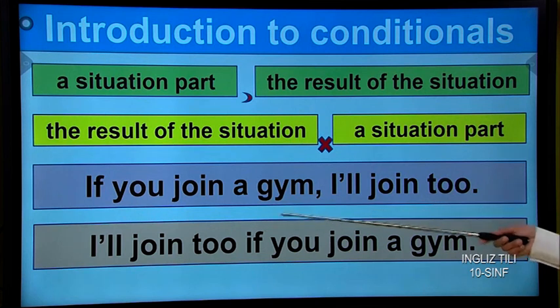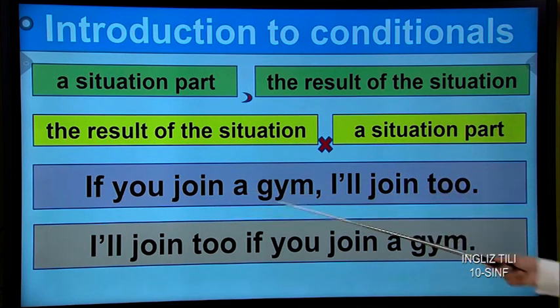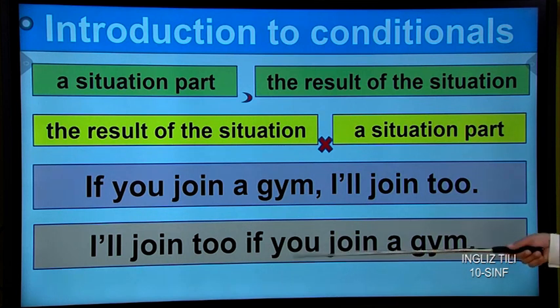Example, if you join a gym, I'll join too. Pay attention, I used a comma between two parts of the sentence. It is the situation part, as I said, the if part, and the result part. If you join, I will join. And next, I'll join too if you join a gym. In this sentence, I began with the result part. I'll join if you join.